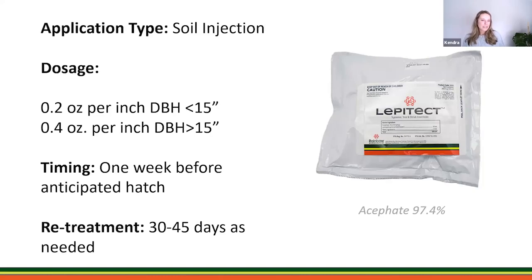And then with retreatment, we typically recommend 30 to 45 days as needed, especially in areas with higher populations or outbreak populations where we're seeing a lot of mortality. It's important to mention that Lepitect soil applications can become less predictable with trees that are greater than 25 inches in DBH.